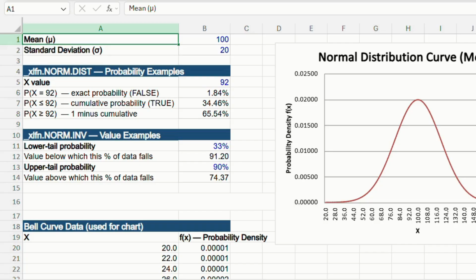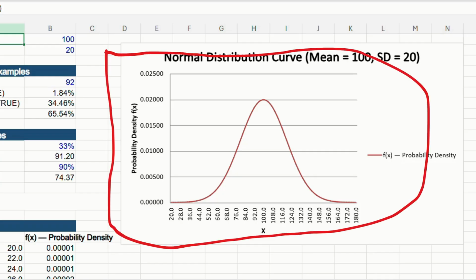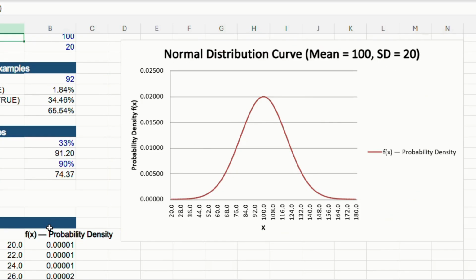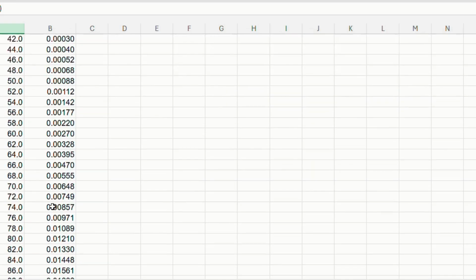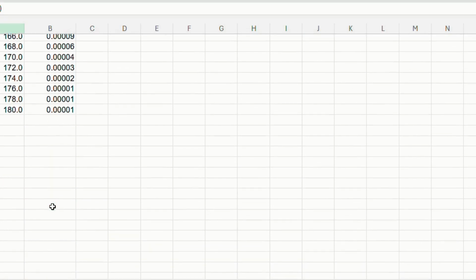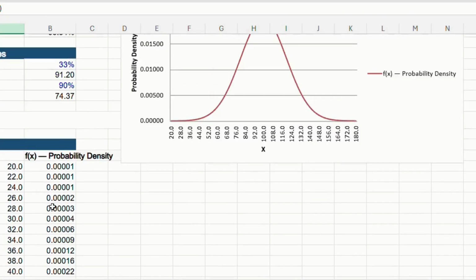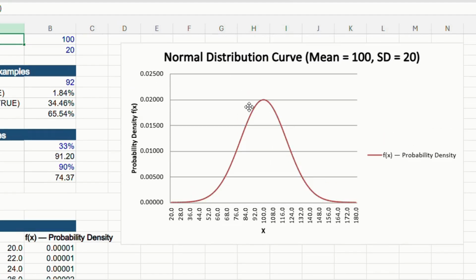Imagine a class of students take an exam and most students score somewhere around the middle, close to the average, and fewer students score high and fewer score really low. And if you plotted every score on a graph, you would get a shape like this. This is the normal curve. This is the data, x, and this is the probability density, and then we plot a graph and we get the normal distribution curve, the bell curve.